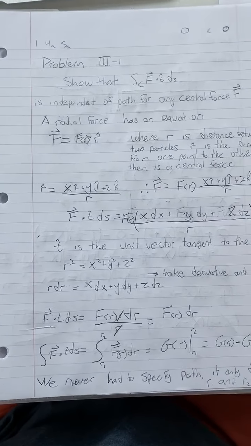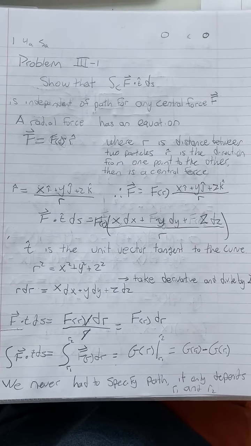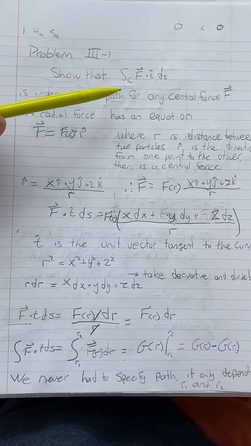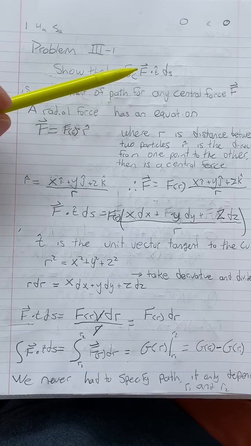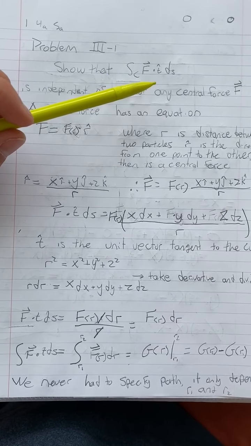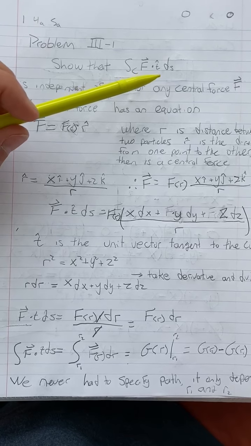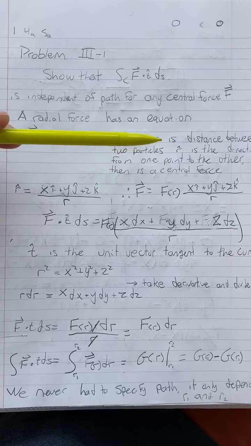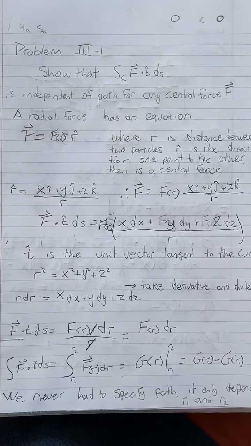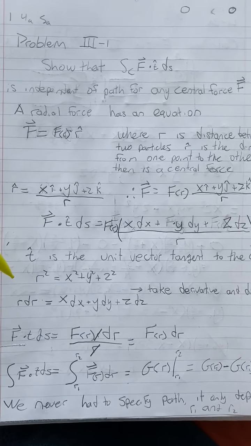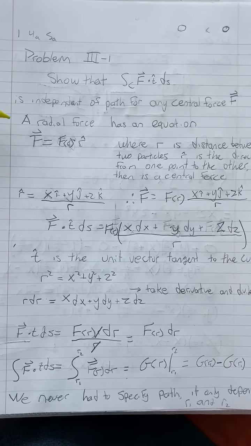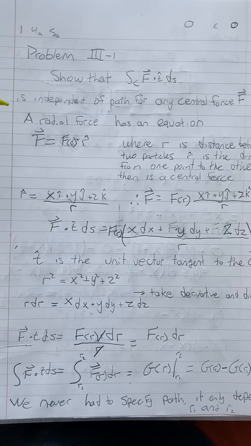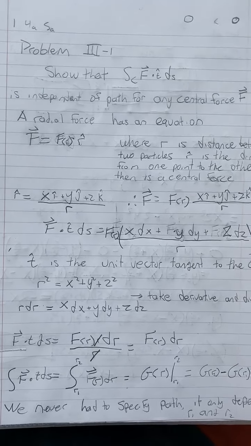All right. Here's problem 3.1 from the textbook, and we have to show that the path integral of the vector field F dot t hat ds is independent of its path for any central force F. So a radial force, the big thing here is knowing how to write out a radial force. And it's not even that complicated, but something you have to think about a little bit.